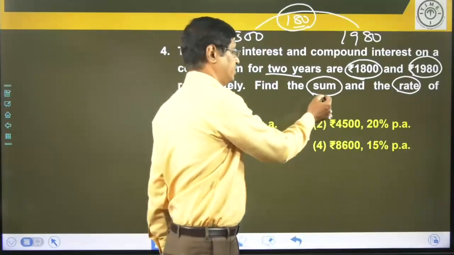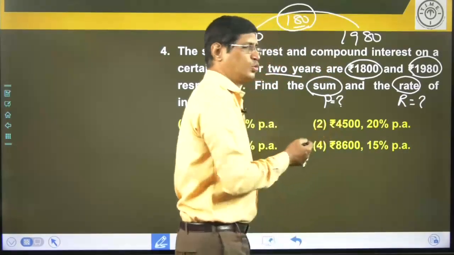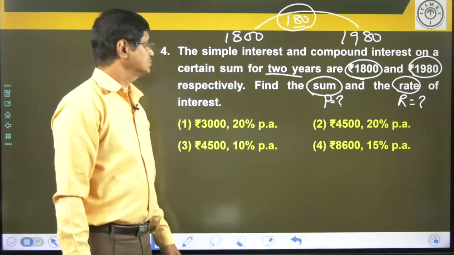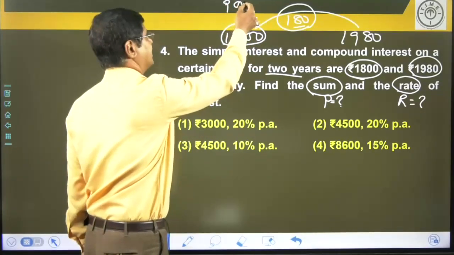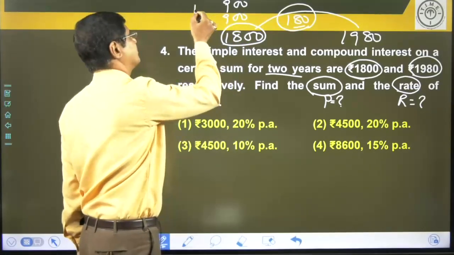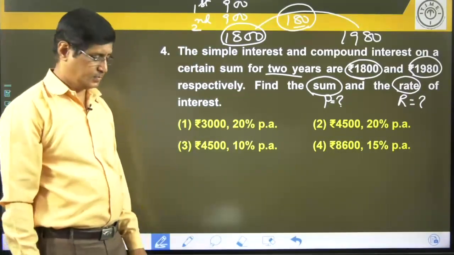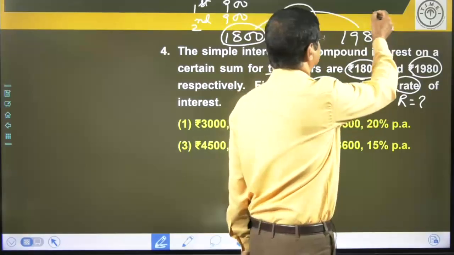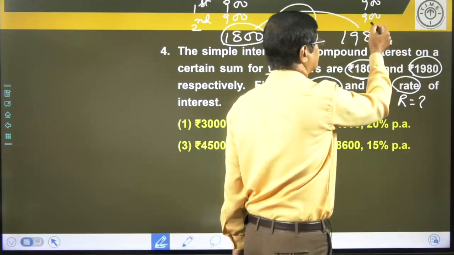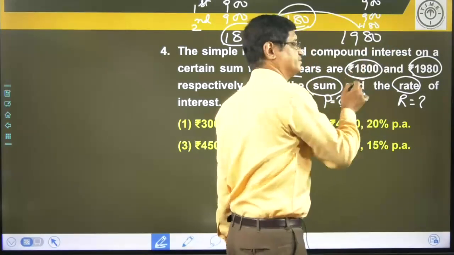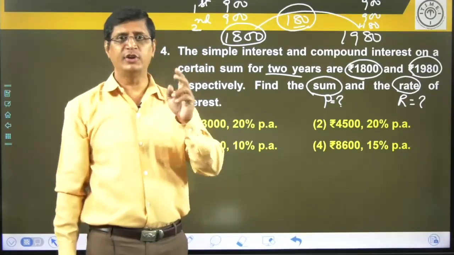Two variables we need to find, the P value as well as R. 1800 is the simple interest, so what is the first year interest? 900. Second year is also 900. What about the compound interest? Compound interest, first year 900, second year 900 plus 180. In the second year it is earning 180 rupees more.